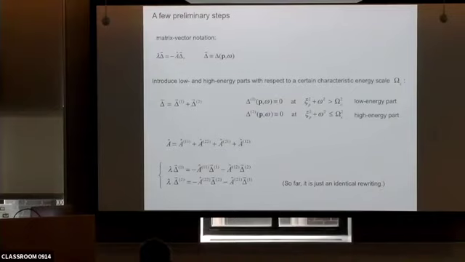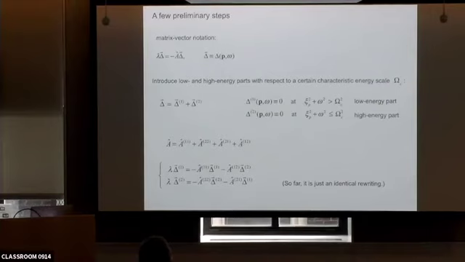Psi of p is the dispersion, and we require that the low energy part is identically equal to 0 when this condition is met, and omega sub c is just some energy scale. We will see that there is a range of scales, so it's not just some particular number, but a range of numbers, and the answer is not supposed to be sensitive to the choice of this scale if we are in the right range of energy scales.